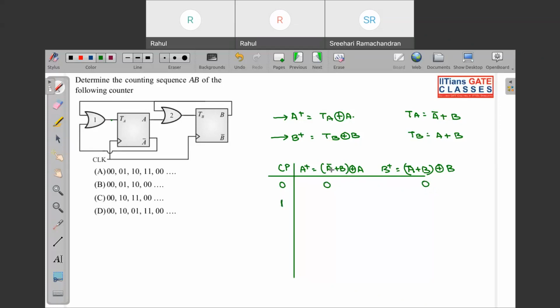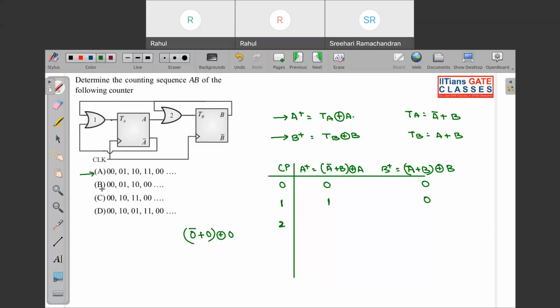So A complement plus B. So 0 complement plus B. So that is what? You need to be quick over here. So 0 complement plus 0 XOR with 0. So directly you can write this as what? This will be 1, and over here this will be 0. Okay. So at clock pulse 0. Can you see over here?